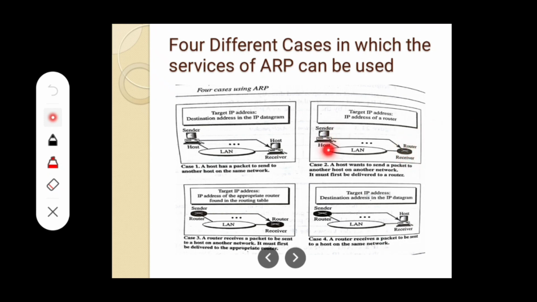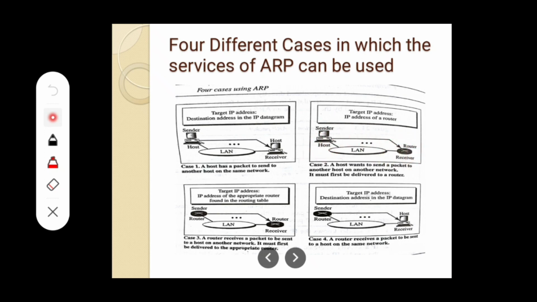Don't you understand? Now where is our destination host? It is inside another network. So to reach that network, to whom must this host send? He has to send to this router. This router will forward that packet to that host. So here the target IP address is the IP address of this router. He can only know the IP address of the adjacent node. So the target IP address is the IP address of this router.